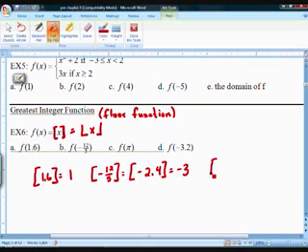f of pi is the floor function of pi, which is 3. And the last one, the floor function of negative 3.2, would be negative 4.